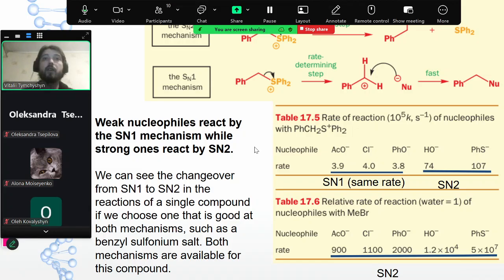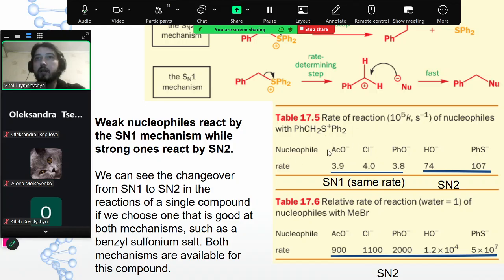So weak nucleophiles will tend to react with SN1, while strong nucleophiles will tend to react with SN2. Because they are strong, they can just take that carbon atom for themselves. Of course, if they can get to that carbon atom, anything may happen.